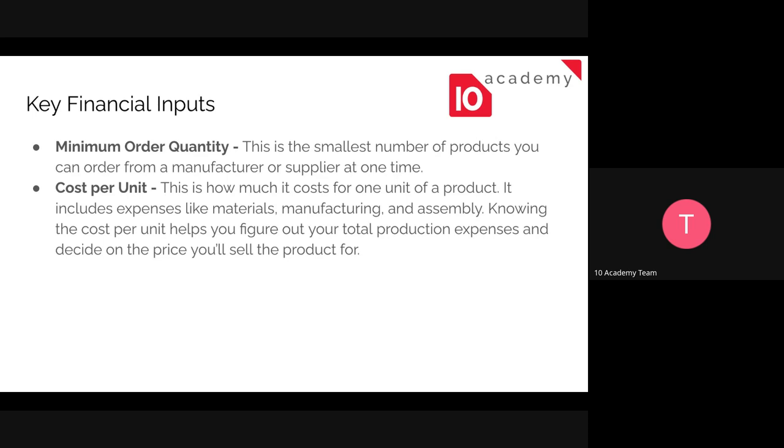This is how much it costs for one unit of a product. It includes all the expenses that specific product would have, for example, materials, manufacturing, and assembly. Knowing this will also help you figure out your total production expenses and decide on the price that you will sell, how much you are going to sell this product for.